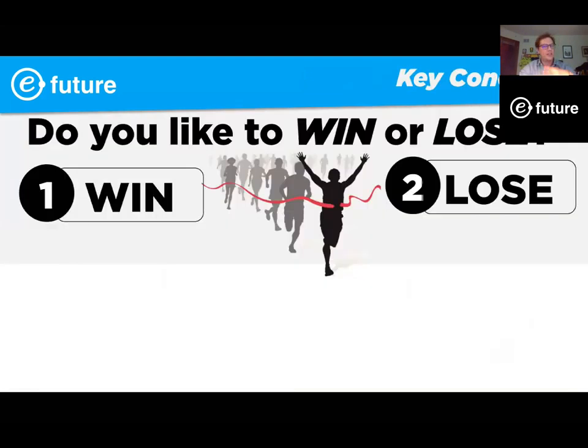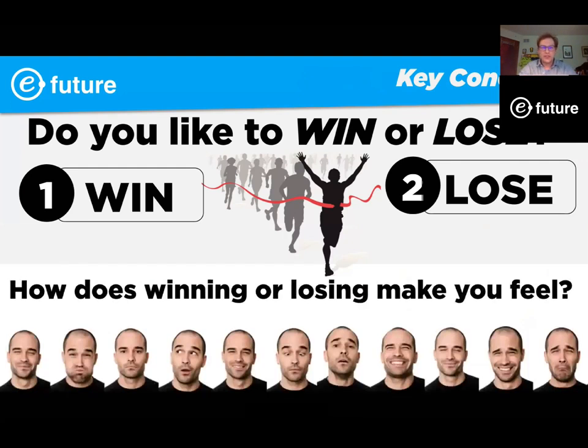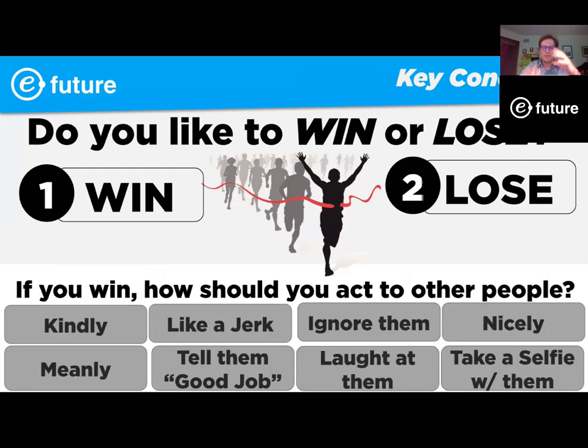All right, last one. This is a story about winning and losing. You can ask your kids, do you like to win? Do you like to lose? How does winning make you feel? They can talk about the different emotions. And then it's really important that kids think about this. If you win, how should you act to the other people in the competition? Okay, this is kind of a key concept of the story: if you win or are going to win, how should you act? Should you act kindly? Should you act like a jerk? Take a selfie with them after they lose? All right, so you're trying to teach these key concepts.